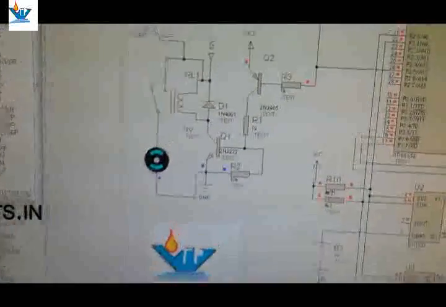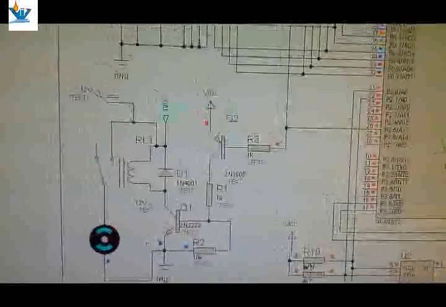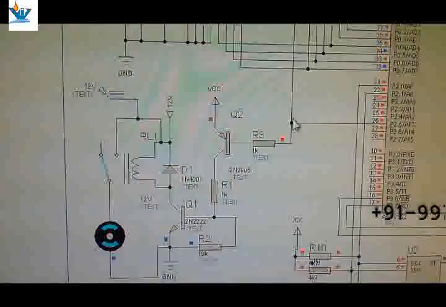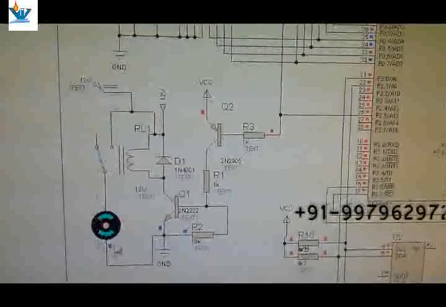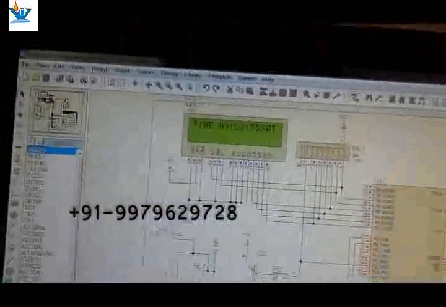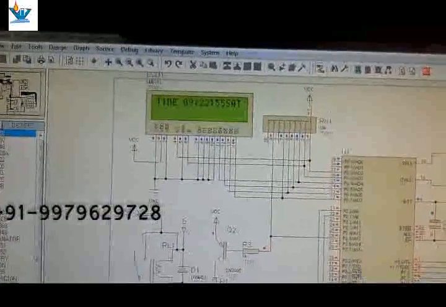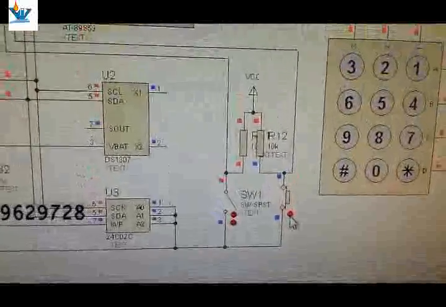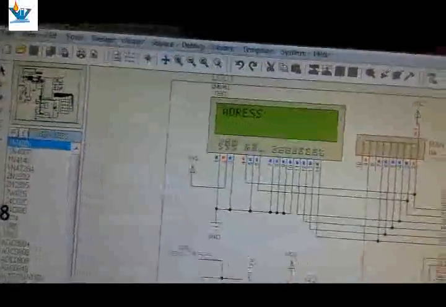Now it is in off state because the pin is high and the relay is not working. So the buzzer or motor is in off state. If we press this switch, it will ask us for a time. We have to remove it also.